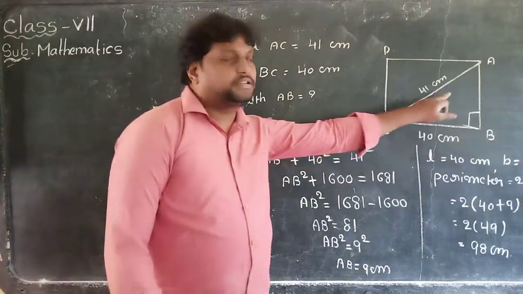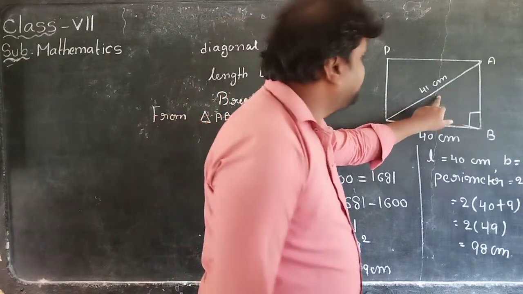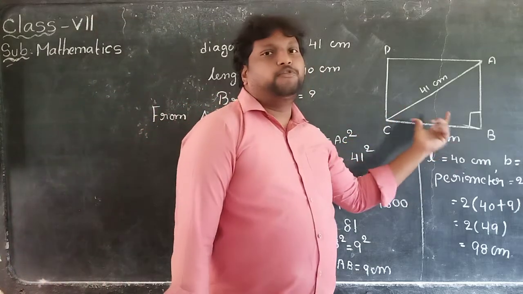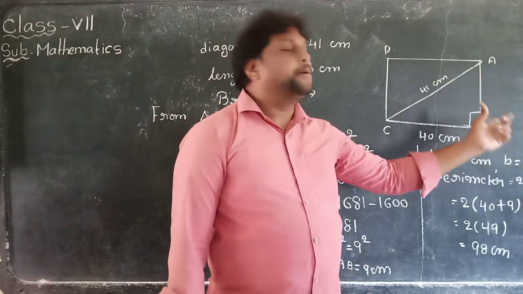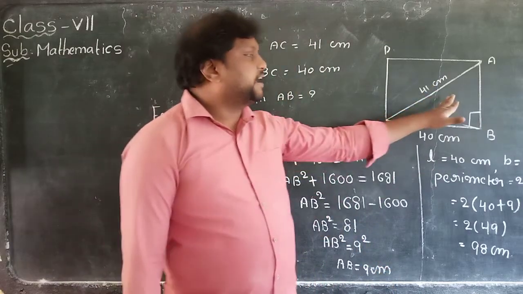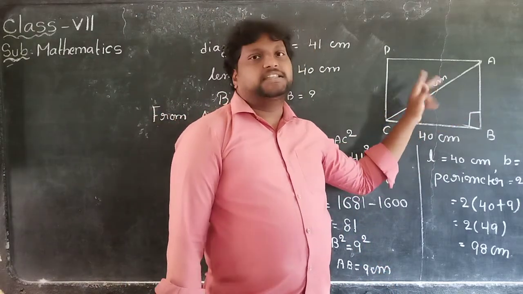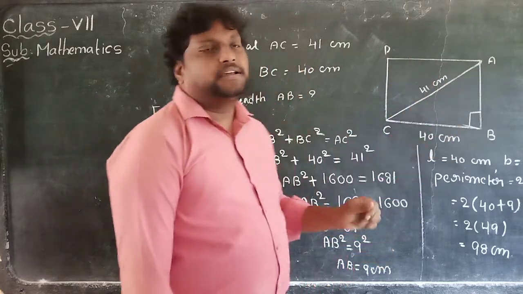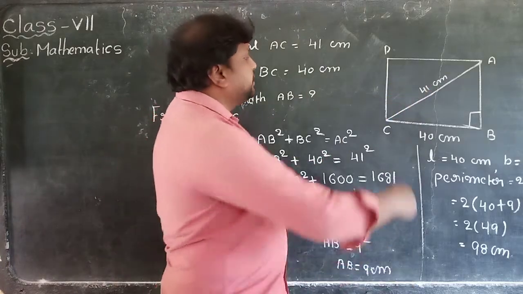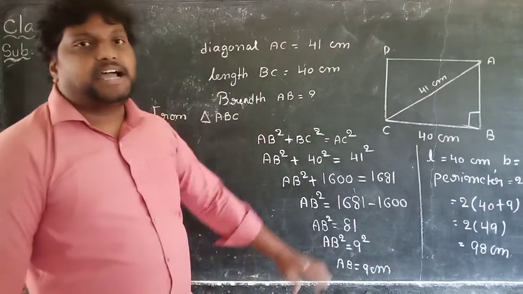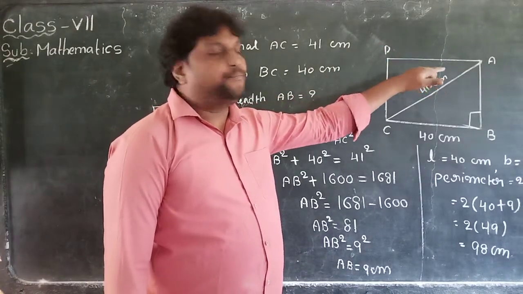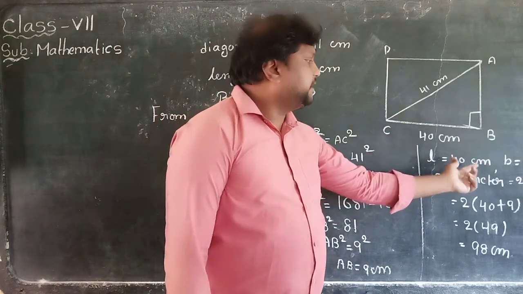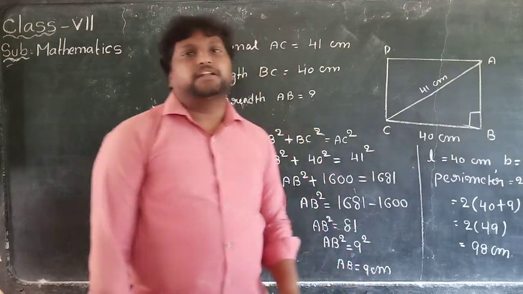Okay, if you want to find out the perimeter of a rectangle, what is the formula? 2 into (length plus breadth). But in the problem we are having length only, there is no breadth. By using the diagonal, it's a right angle triangle, the diagonal of the rectangle is the hypotenuse of the right angle triangle. Then apply the Pythagoras formula, we get the breadth value. Then using length and breadth, we can find the perimeter of the rectangle.